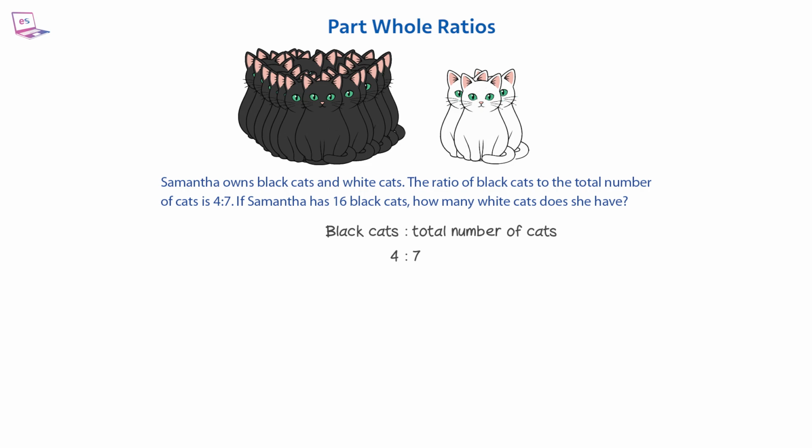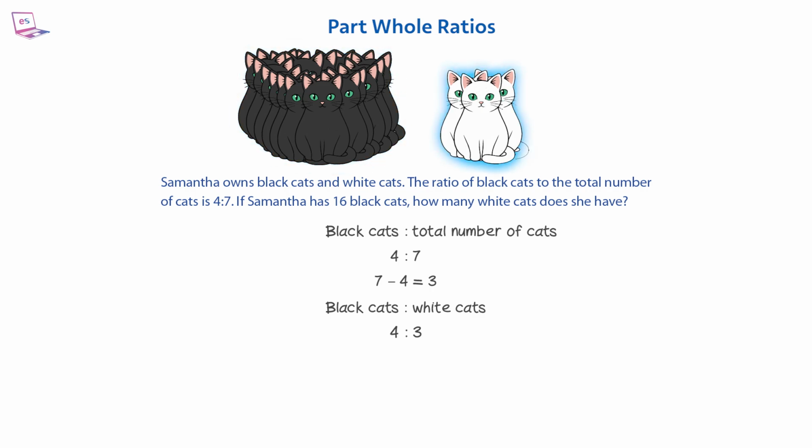To find that, you must subtract the black cats ratio from the total number of cats. 7 take away 4 equals 3. So, the ratio of black cats and white cats is 4:3. The question says Samantha has 16 black cats.